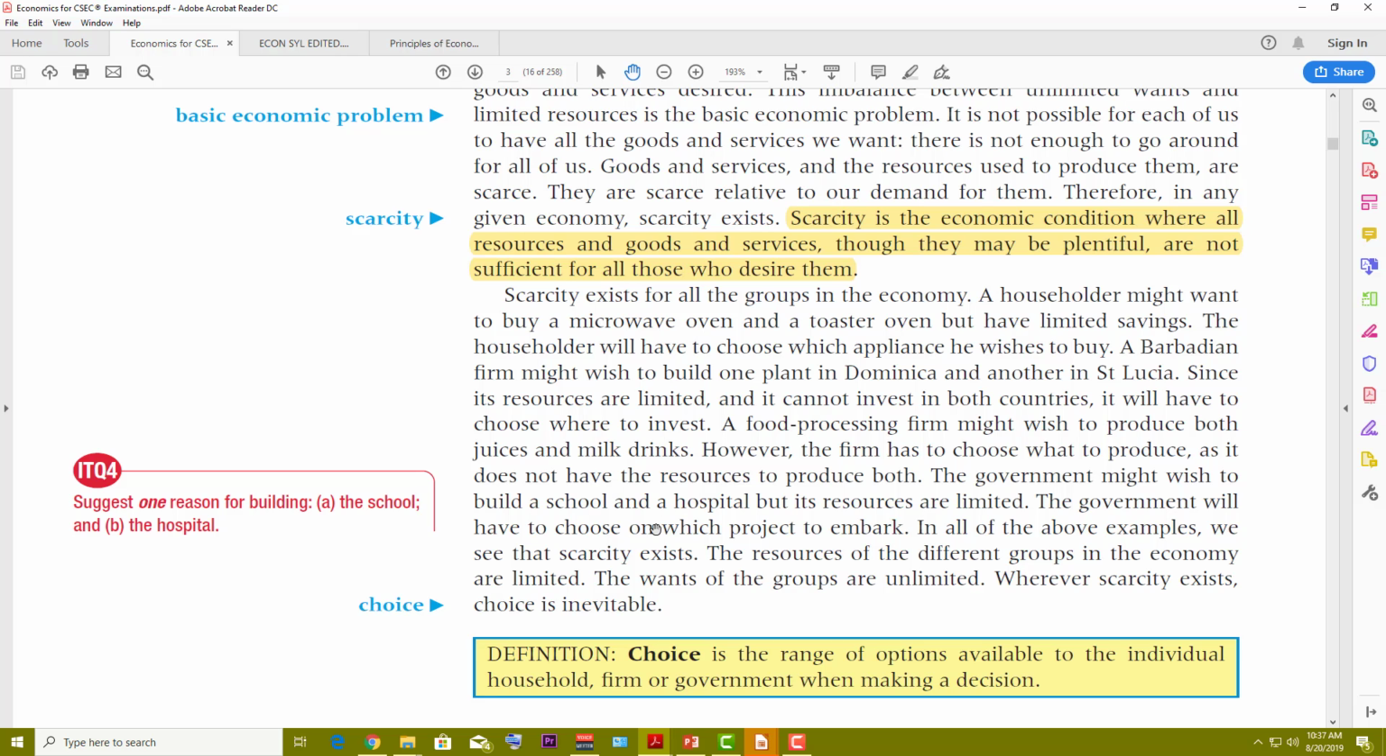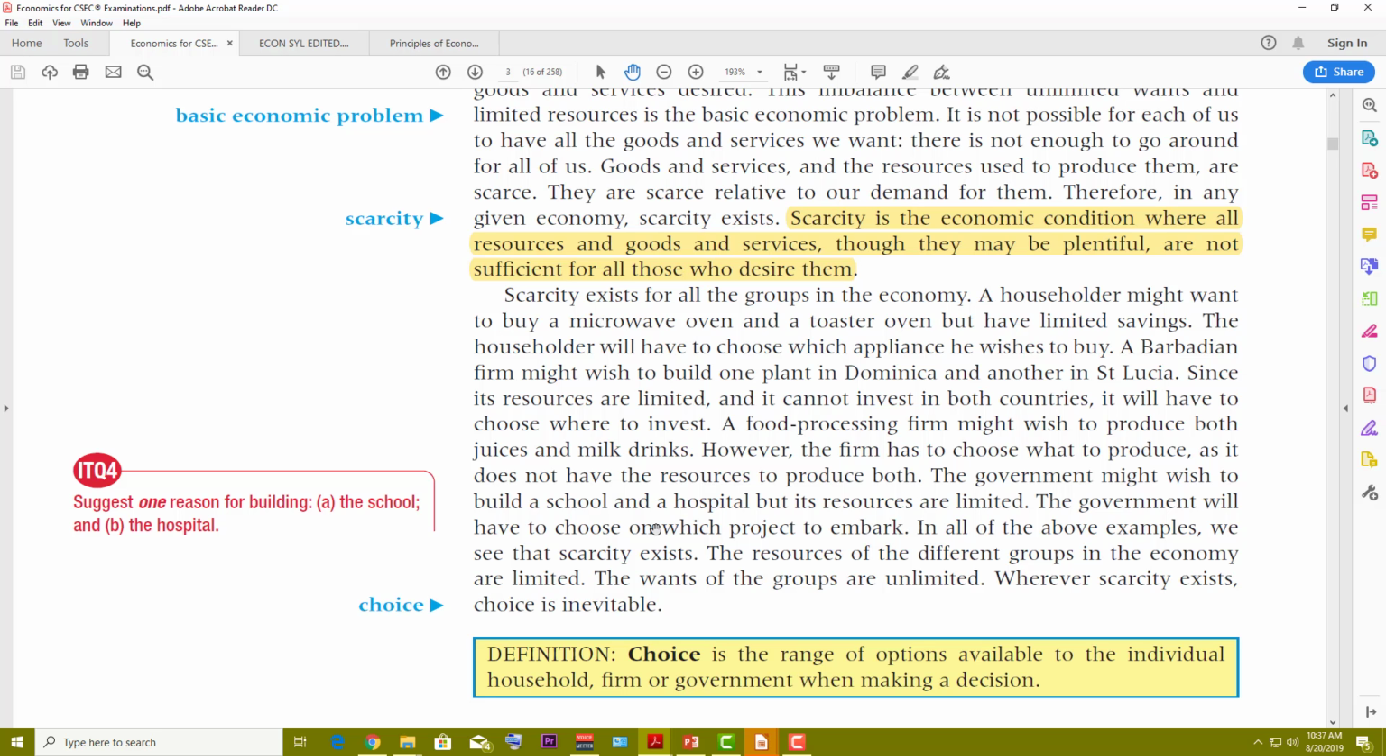Okay, definition of choice. Choice is the range of options available to individuals, households, firms, or government when making decisions. So you have to make your decisions, and then you have to make your choices. Your decisions can be based on different things, like priority, but you have a decision-making process, what you go through to make your decisions. You weigh your pros and cons, then you make a choice. Because we have limited resources and unlimited wants, we have to make choices. That's why choices come about.